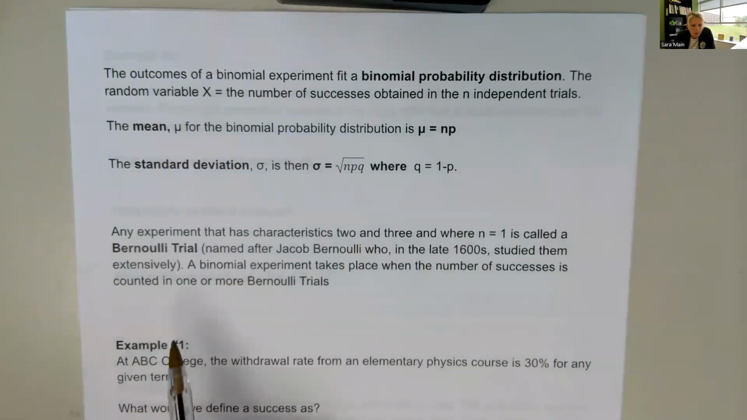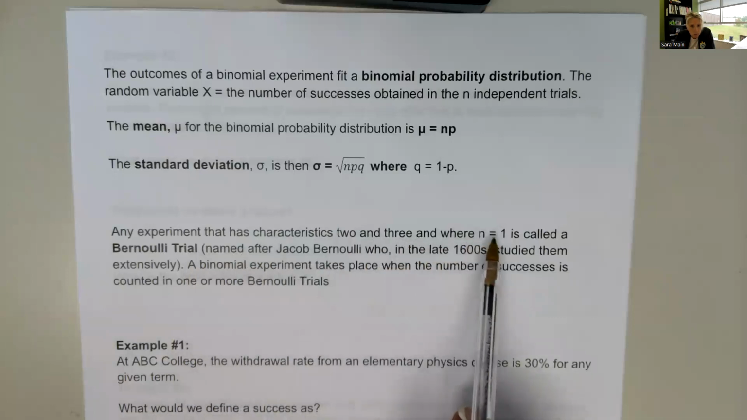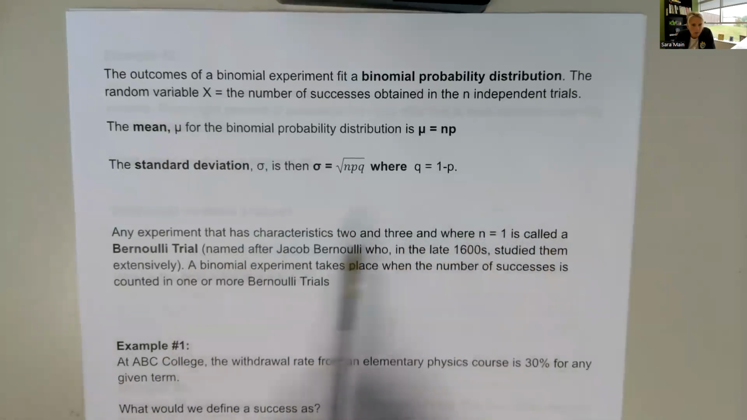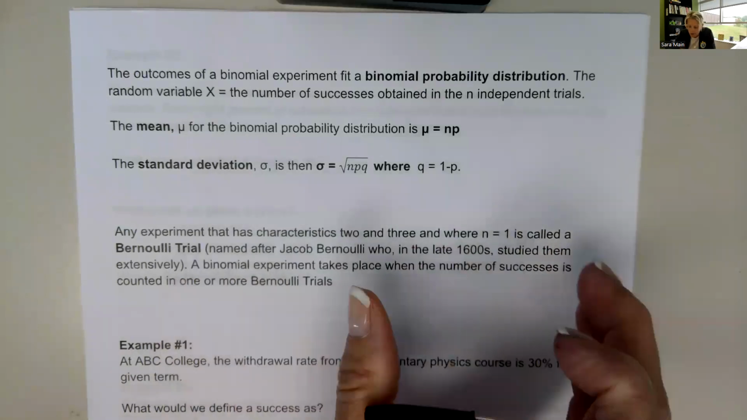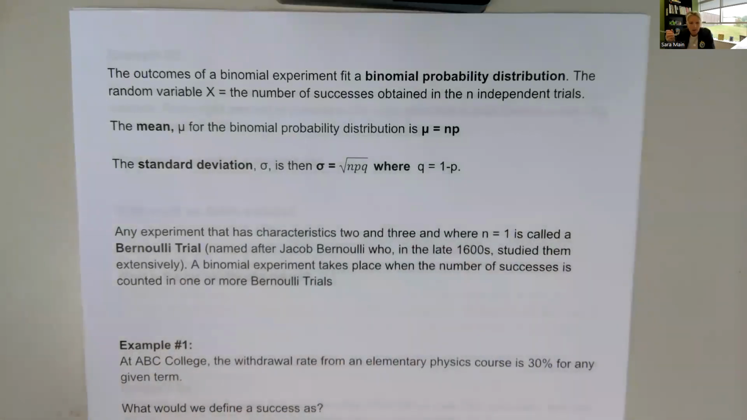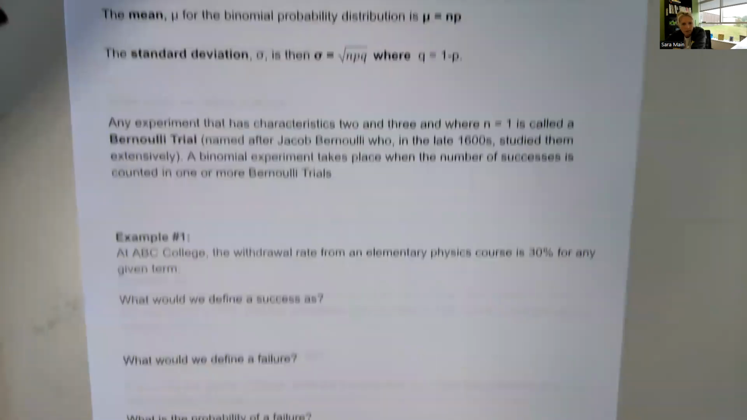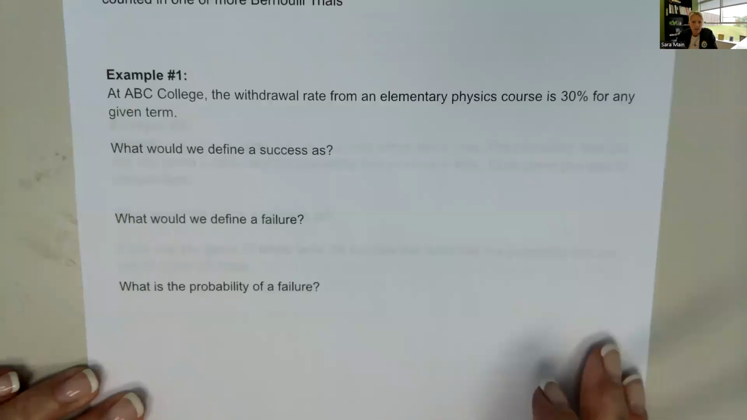This is called a Bernoulli trial. Any experiment that has characteristics 2 and 3 where N equals 1 is called a Bernoulli trial. So it's either a success or a failure. Let's look at some examples here to help us make some understanding of the concepts.